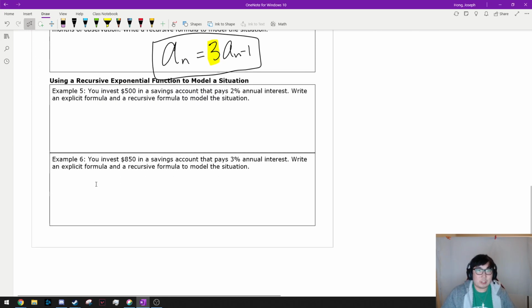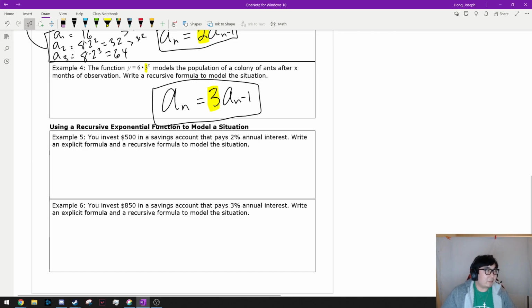All right, 2 more questions to go. Example 5. Example 5 is talking about money again, my favorite. So you invest $500 in a savings account that pays 2% annual interest. Write the explicit formula and the recursive formula to model this situation.